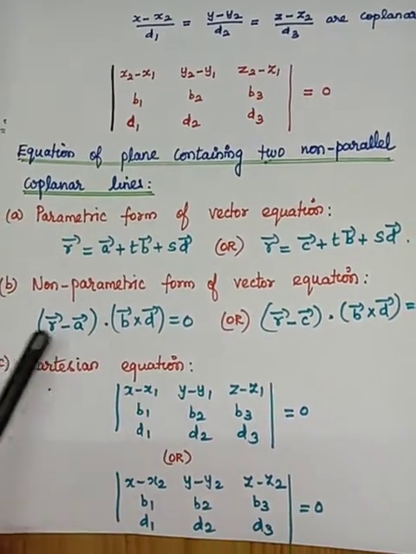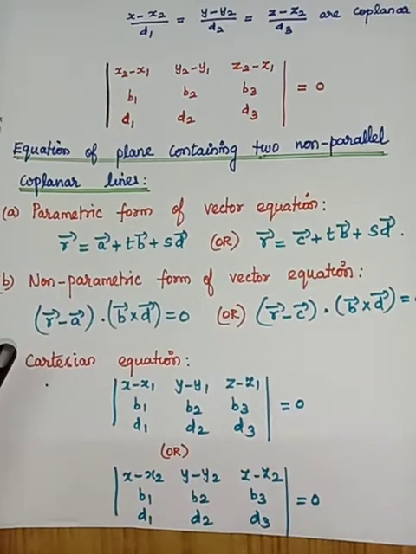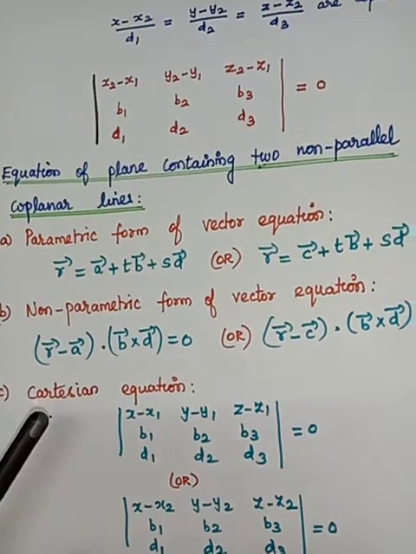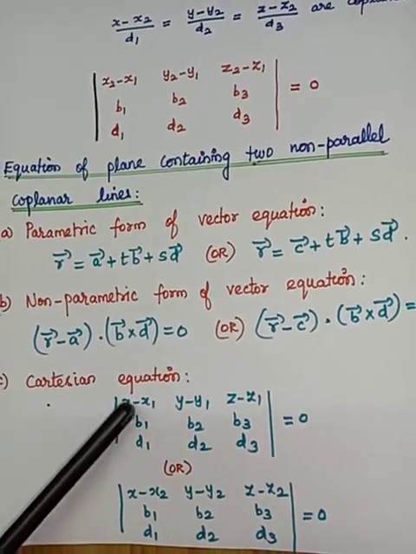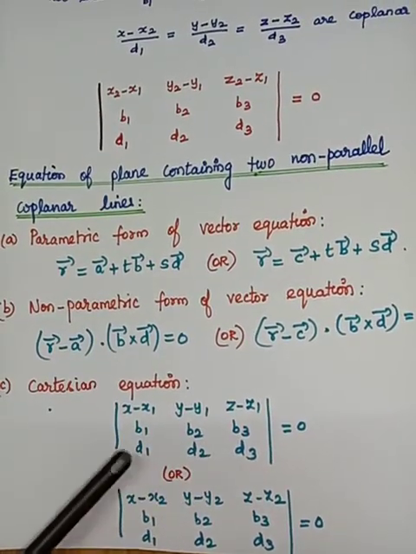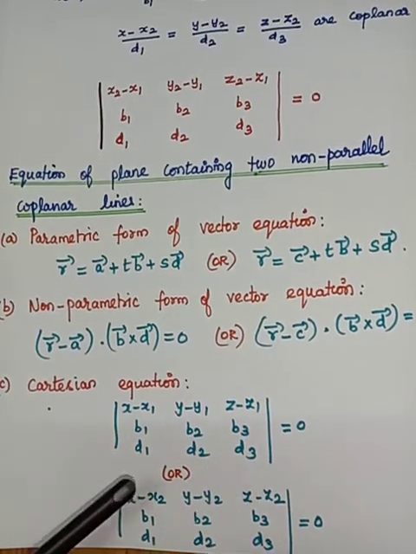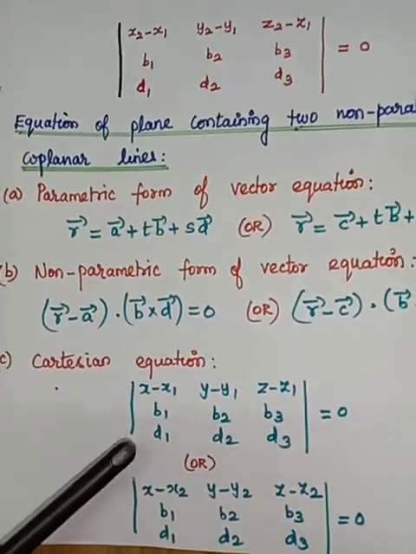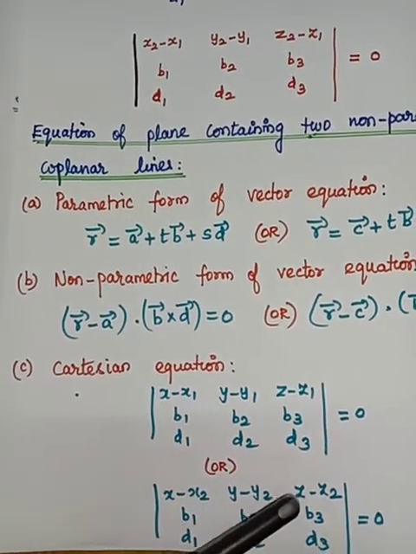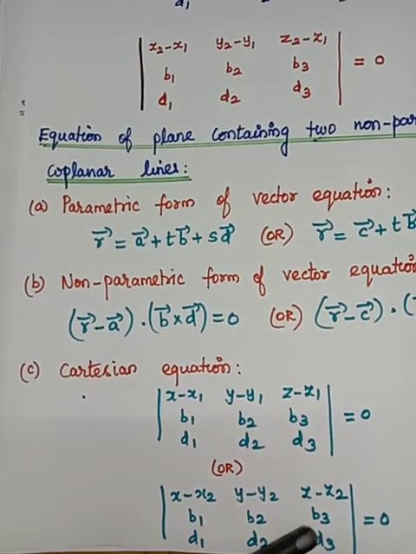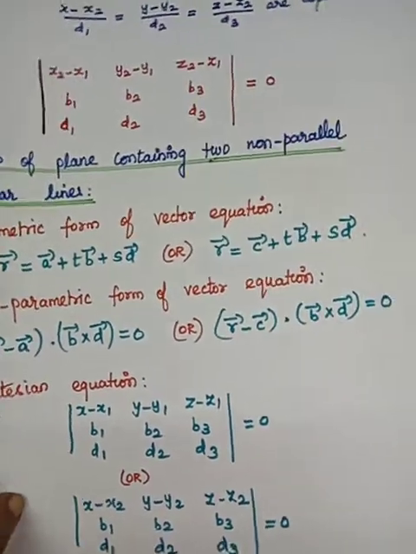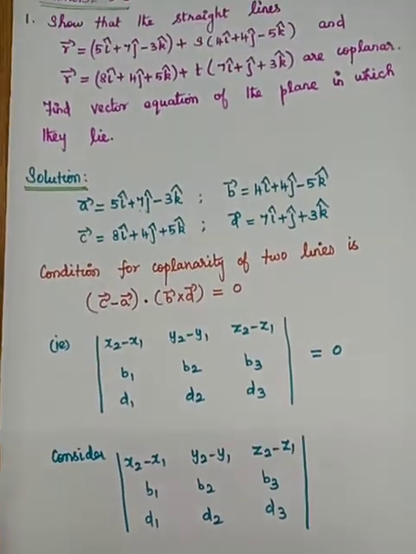Next we are moving to the Cartesian equation of the plane containing two coplanar lines. Here we use the formula with one passing point and two parallel vectors. So it is a determinant: x minus x1, y minus y1, z minus z1; b1, b2, b3; d1, d2, d3 is equal to 0. Or if you take the passing point of the second line, it can be written as determinant x minus x2, y minus y2, z minus z2; b1, b2, b3; d1, d2, d3 which is equal to 0. Using these results, we are going to do the problem exercise 6.8.